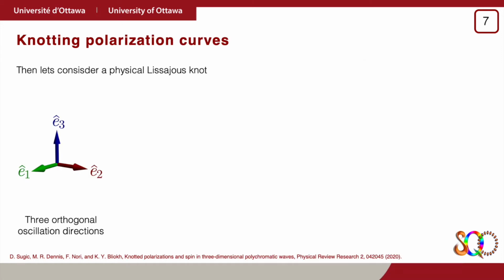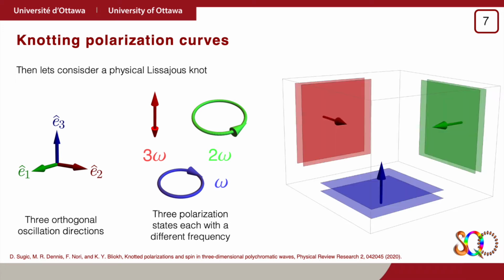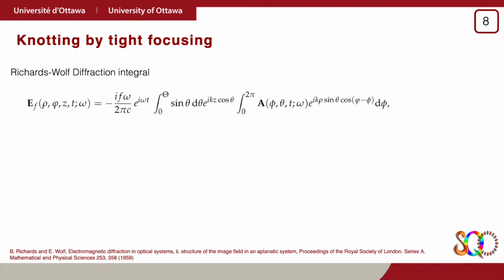In fact, last year, the first work on how to create knotted polarization curves was presented. These curves can be generated by interfering 3 monochromatic plane waves propagating along orthogonal directions, carrying different frequencies and polarizations. However, the implementation and measurement of these polarization states are extremely complicated. In contrast, we propose a different way to obtain knotted polarization curves using tightly focused structured light.